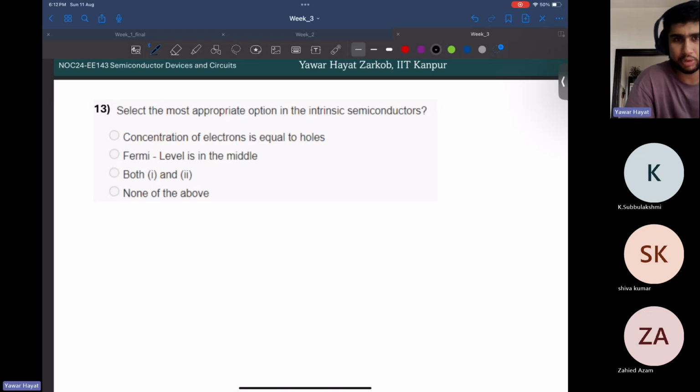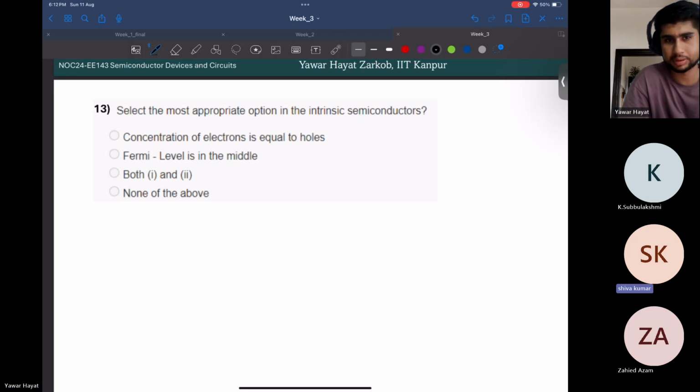Can someone unmute and let's have a discussion on this one. There are 3 students in the meeting, and I'll assume all 3 of you are serious because you are still hanging in there. So can anyone unmute and let me know? Okay. Yes, Shiva, please go ahead. So what do you think is the correct option among these?